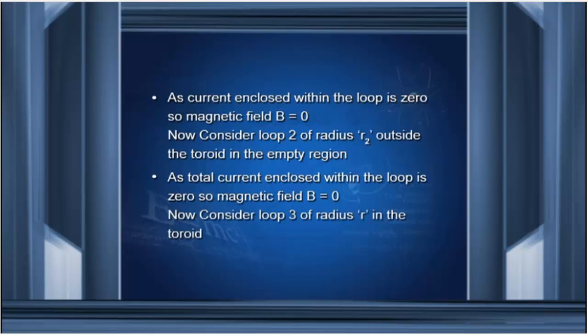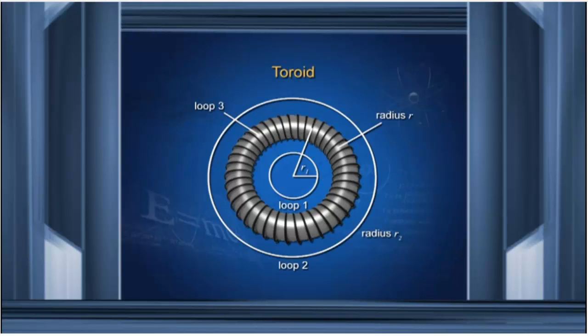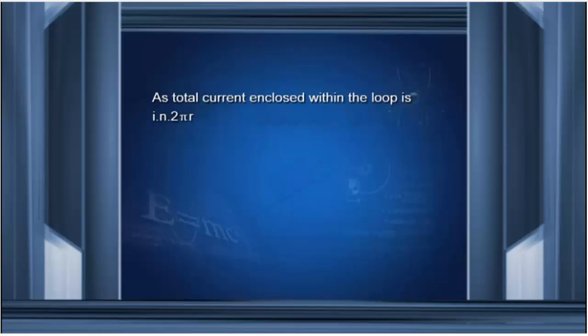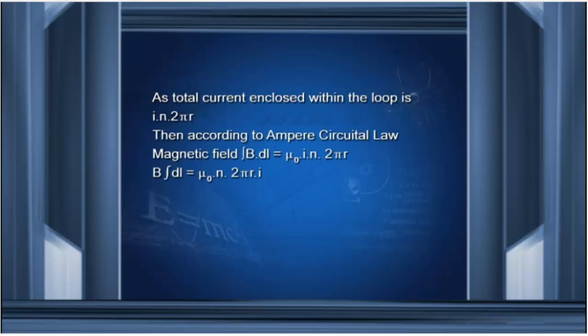Now, consider the loop 3 of radius r in the toroid. The line integration of the magnetic field B dot dl over the loop 3 will be equal to B integration dl, that means B into 2 pi r. Applying Ampere's circuital law, the line integration of the magnetic field B dot dl will be equal to mu naught times the current into number of turns. The total number of turns of the conductor is n times 2 pi r. So, B dot dl will be equal to mu naught times n into 2 pi r into I.